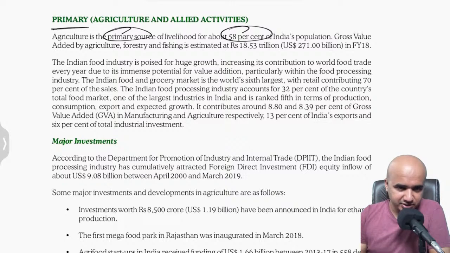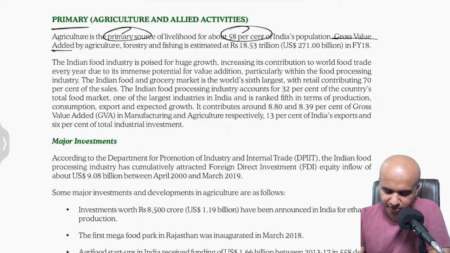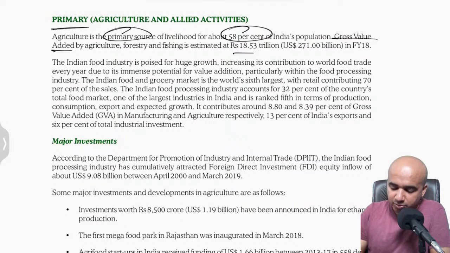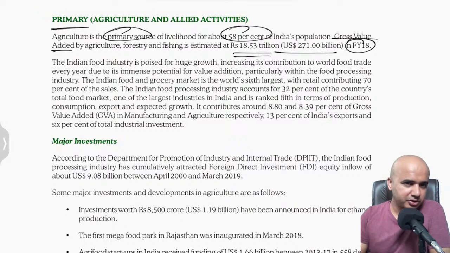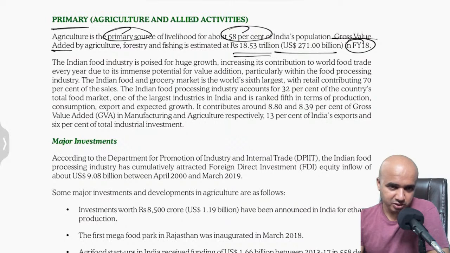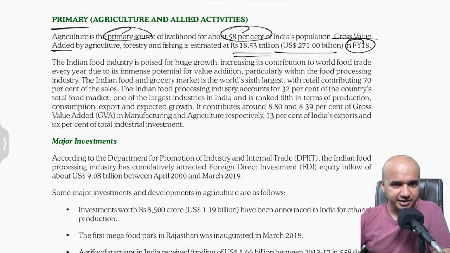Gross value added, we have already seen what is gross value added. Whenever there is duplication in the chains of production, we look at GVA. So that is what they are using here as well. Gross value added by agriculture, forestry, fishing is estimated at 18.53 trillion rupees, or 271 billion US dollars. That was in financial year 18. After that, the institute hasn't found time to update the data, so we'll stick with financial year 18 data.